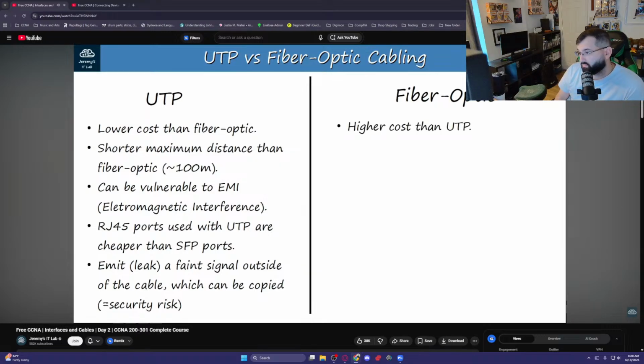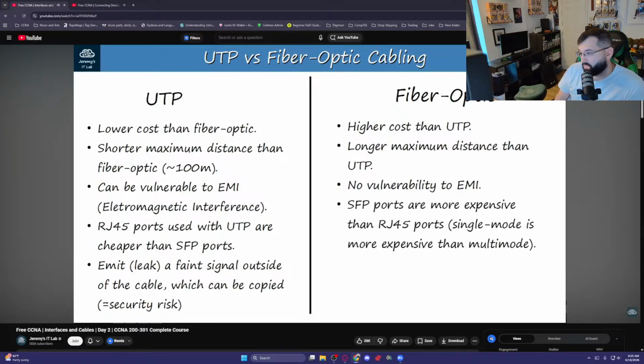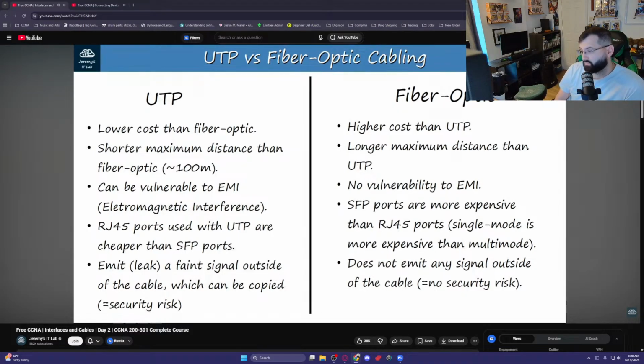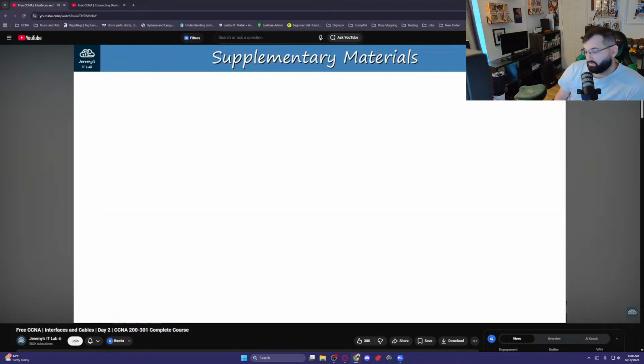Fiber optic cables are more expensive than UTP cables. They support longer distances than UTP cables. Their SFP ports are more expensive than RJ45 ports, and single-mode fiber ports are more expensive than multi-mode. They're also not vulnerable to EMI. They do not emit any signal outside of the cable, so there's no security risk there.